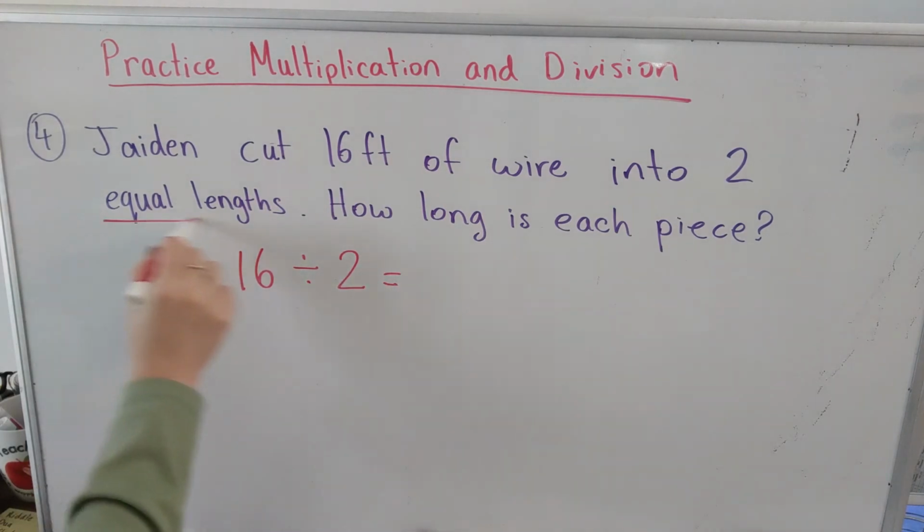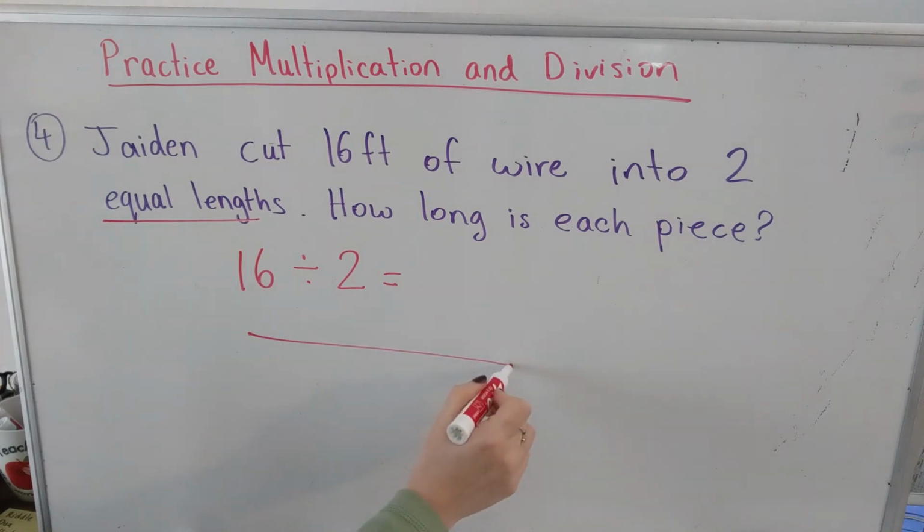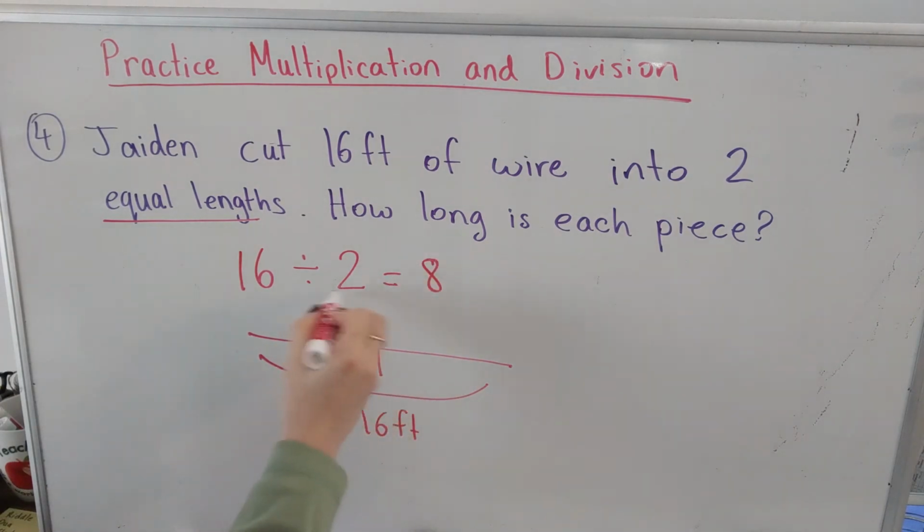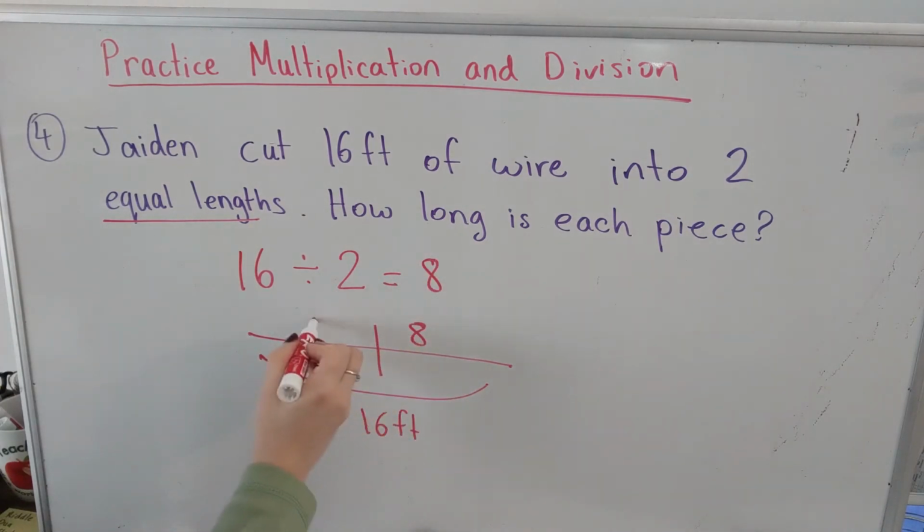It said equal lengths. Here's my piece of wire. Total is 16 feet. He's going to cut it in 2 equal lengths. What would each side be? 8. 2 times 8 is 16.